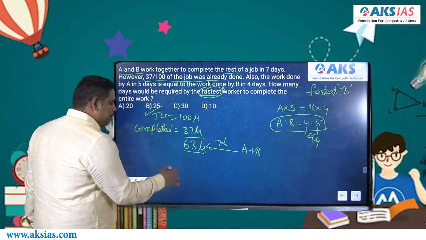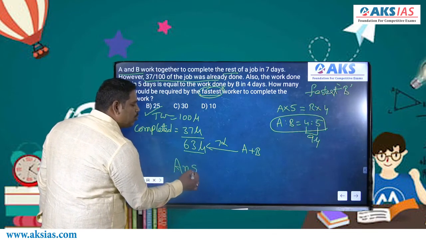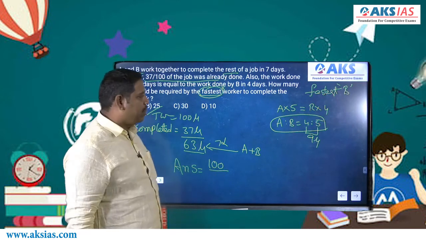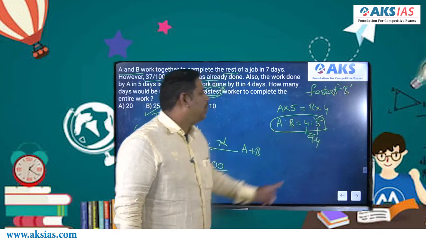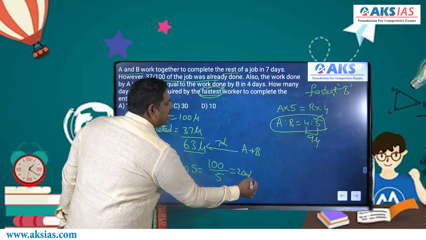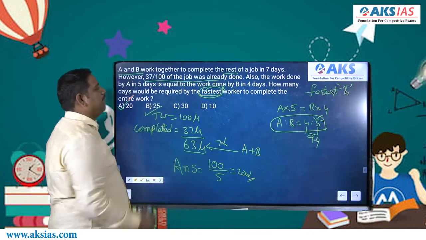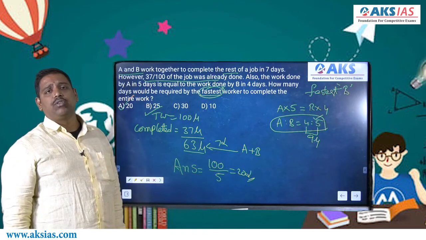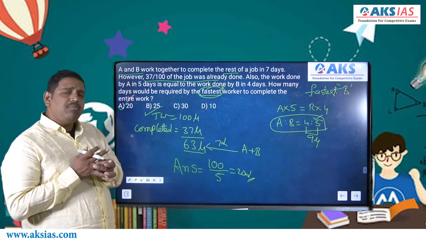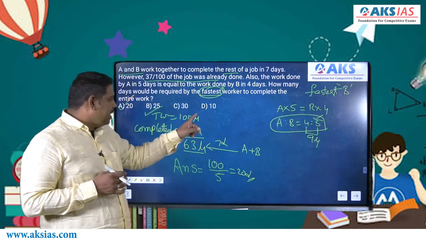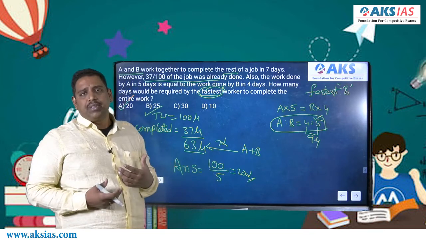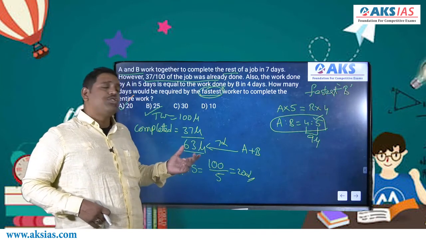100 units. The work to be completed is 100 units, by per hour or per day work. How many units will he complete per day? 5 units. So 100 by 5, so the answer is 20. So 20 days are required. So the answer is A. Like this we have to work out. See, the best part here is that you got 63 here, and there also you got 63. That's why the problem becomes easy. If it is not matched, then you should match it.